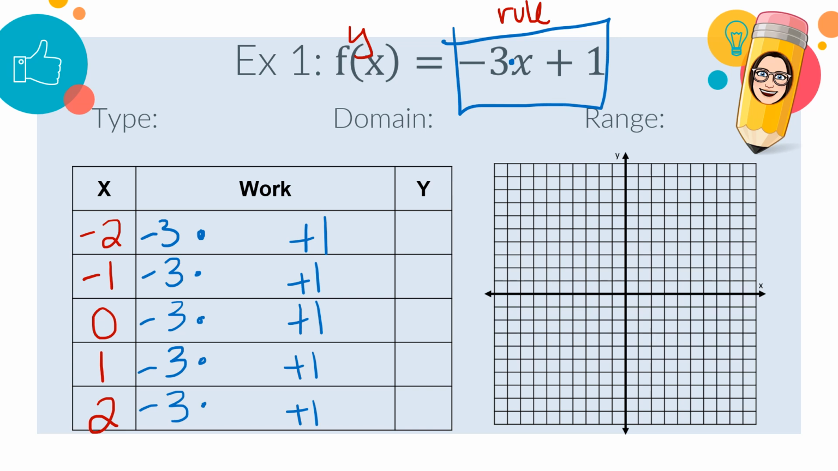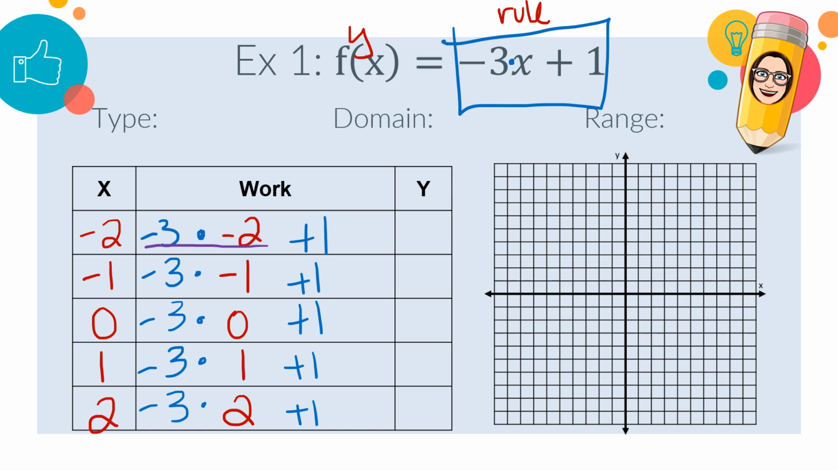So here I left a blank where the x is, because instead of x, we're plugging in negative 2. Instead of x, negative 1. Instead of x, 0. Instead of x, 1. Instead of x, 2. Do you see how I kept the same rule, but I changed the x? Now I'm going to calculate, and I'm going to get answers.